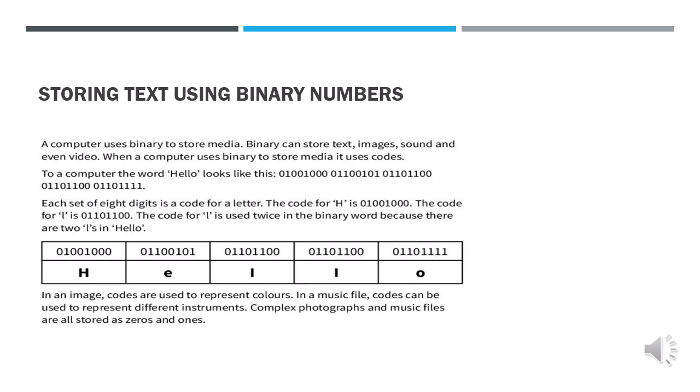In an image, codes are used to represent the colors. In a music file, codes can be used to represent the different instruments. Complex photographs and music files are all stored as zeros and ones. Okay.